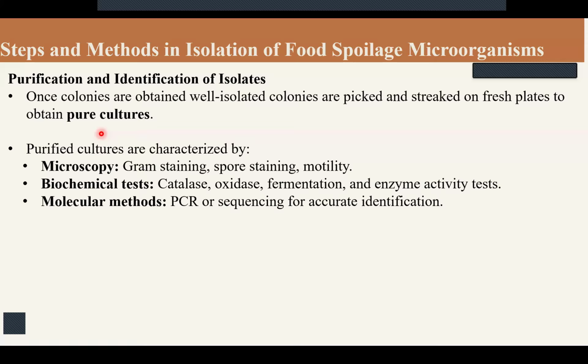We can use three different types of methods. In microscopy, we can use Gram staining, spore staining, and motility. Biochemical tests measure the type of enzymes released by the living microorganism, which helps us classify the organism present on the plate. Examples are the catalase test, oxidase test, fermentation test, and enzyme activity test. Next, we can also use molecular methods, where we look at the DNA of the microorganism using methods such as PCR and sequencing for identification.